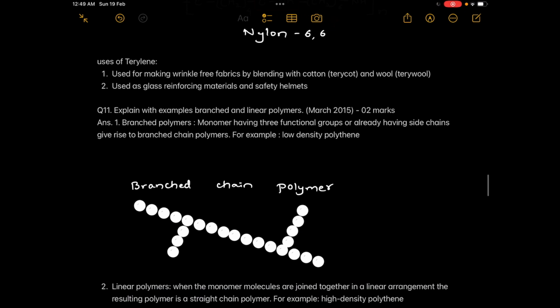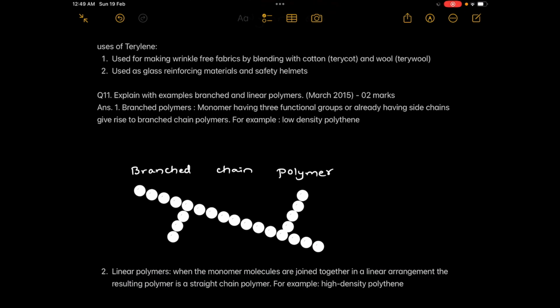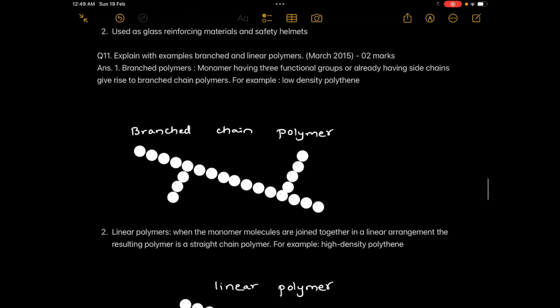So terylene can be used for making wrinkle free fabrics by blending with cotton, we can say that's terrycot, and by blending it with wool, that becomes terrywool. Used as glass reinforcing materials and in safety helmets. So these are the two uses right from the textbook. Let's go on to the next question.